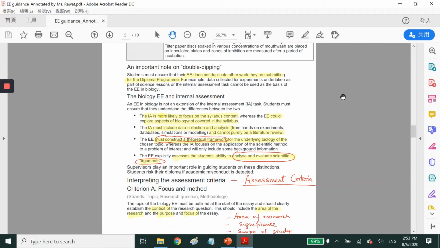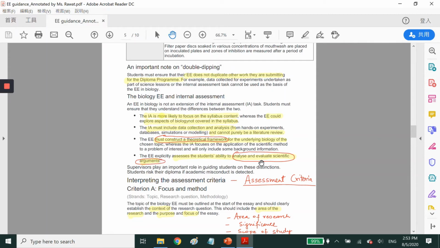Then be aware of double dipping. The topics that you do in biology IA should not be the same as your biology EE. They should be completely different, so avoid double dipping. Here I also highlight some of the differences between biology EE and biology IA. The EE looks more into the theoretical framework, so how you construct your arguments using the references that you have obtained and your experiment. That's why it's very lengthy in terms of words. Whereas the biology IA is more like a lab report, a more thorough lab report.